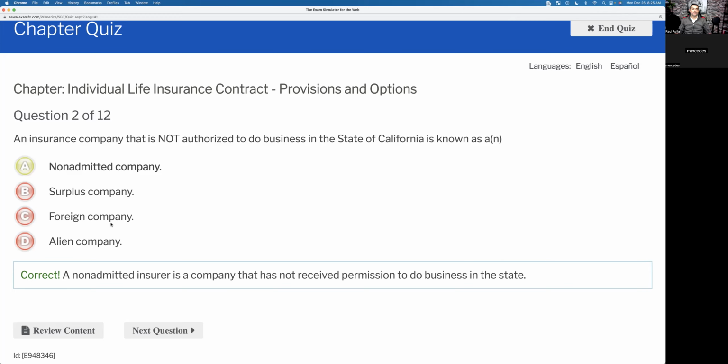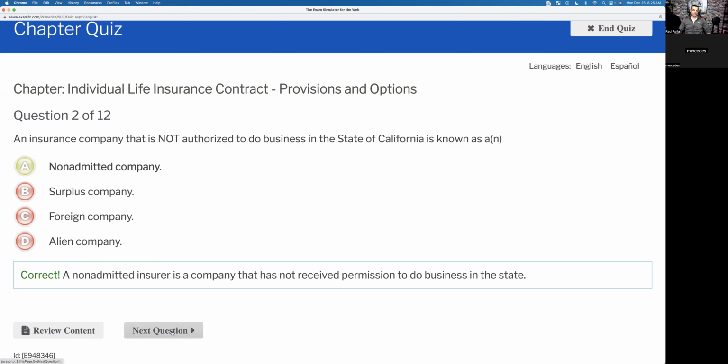C, foreign company. A foreign company is a company that works outside of the state. So I'm in California, so somebody that works out of the state of Arizona or New York or whatever, anything but California, is a foreign company. An alien company is an insurance company that works outside the United States. All right, so get that. That's important to know for the test. Foreign insurer, outside the state; alien insurer, outside the country.